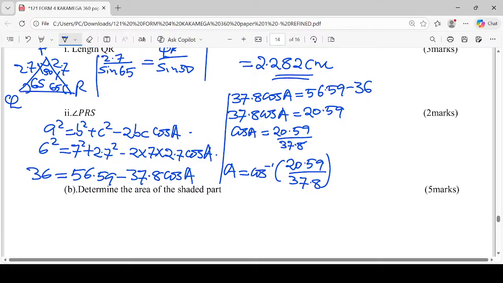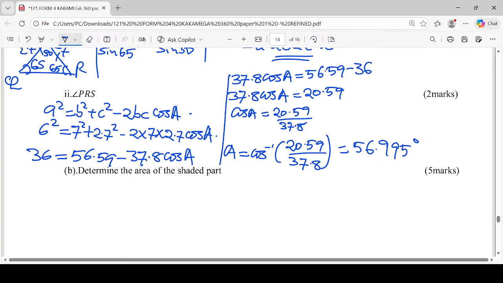So let me get the cos inverse. So that means it is 56.995 degrees. I hope I've done that computation well. Let's have a look at the next part.